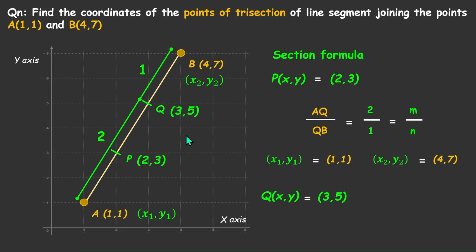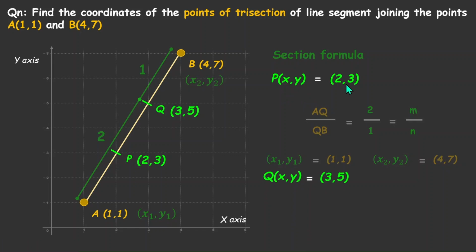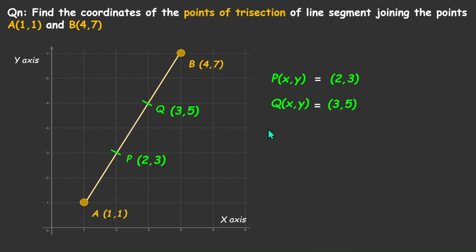So the points of trisection that we got are P (2, 3) and Q (3, 5). So that's all about it. That's how you calculate the points of trisection.